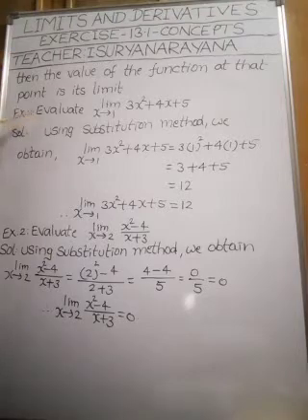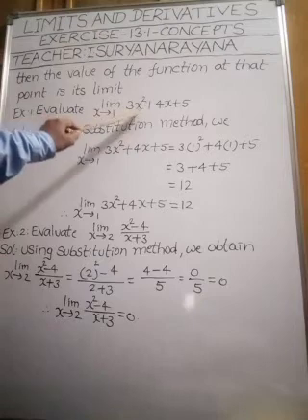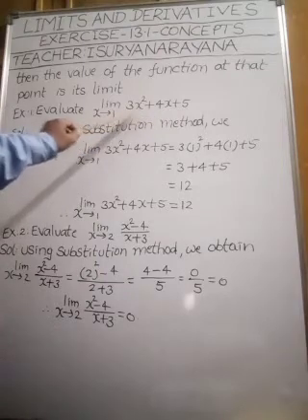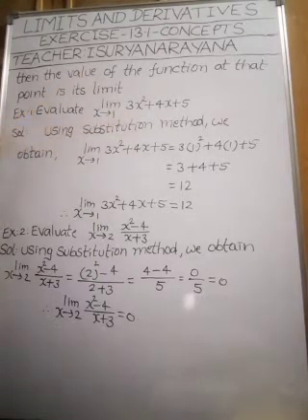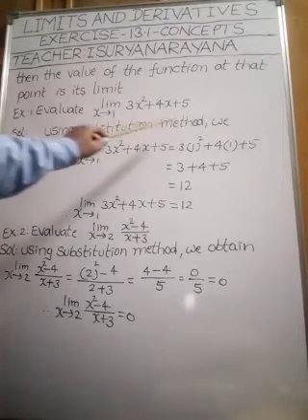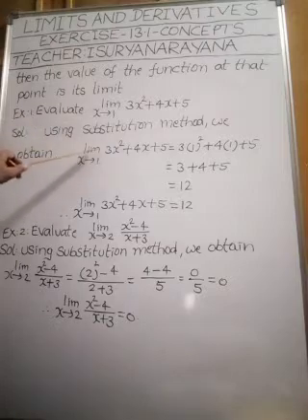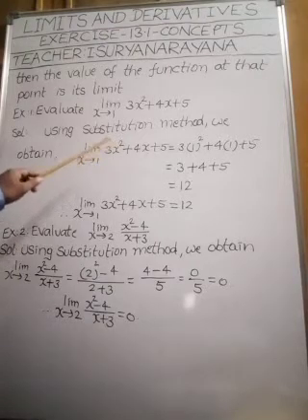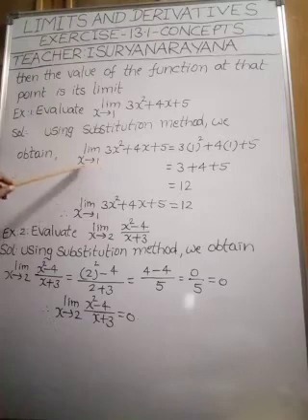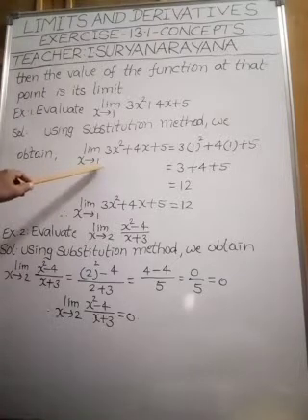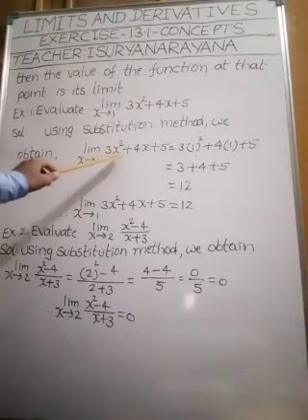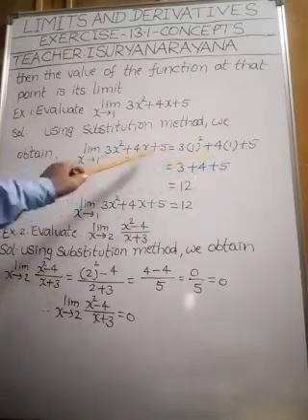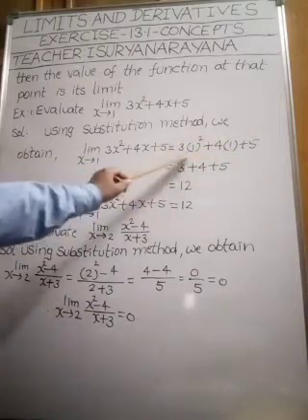Okay, my children. Evaluate the limit as x tends to 1 of 3x square plus 4x plus 5. We have to find the limit of this function as x tends to 1. Come to the solution part. By using the substitution method, we obtain the limit as x tends to 1 of 3x square plus 4x plus 5 is equal to... In this method, we just substitute the point at which the variable tends to. Here x is approaching 1. So we substitute x equal to 1 in this function. Then we get 3 into 1 square plus 4 into 1 plus 5. Understood this step, my children?